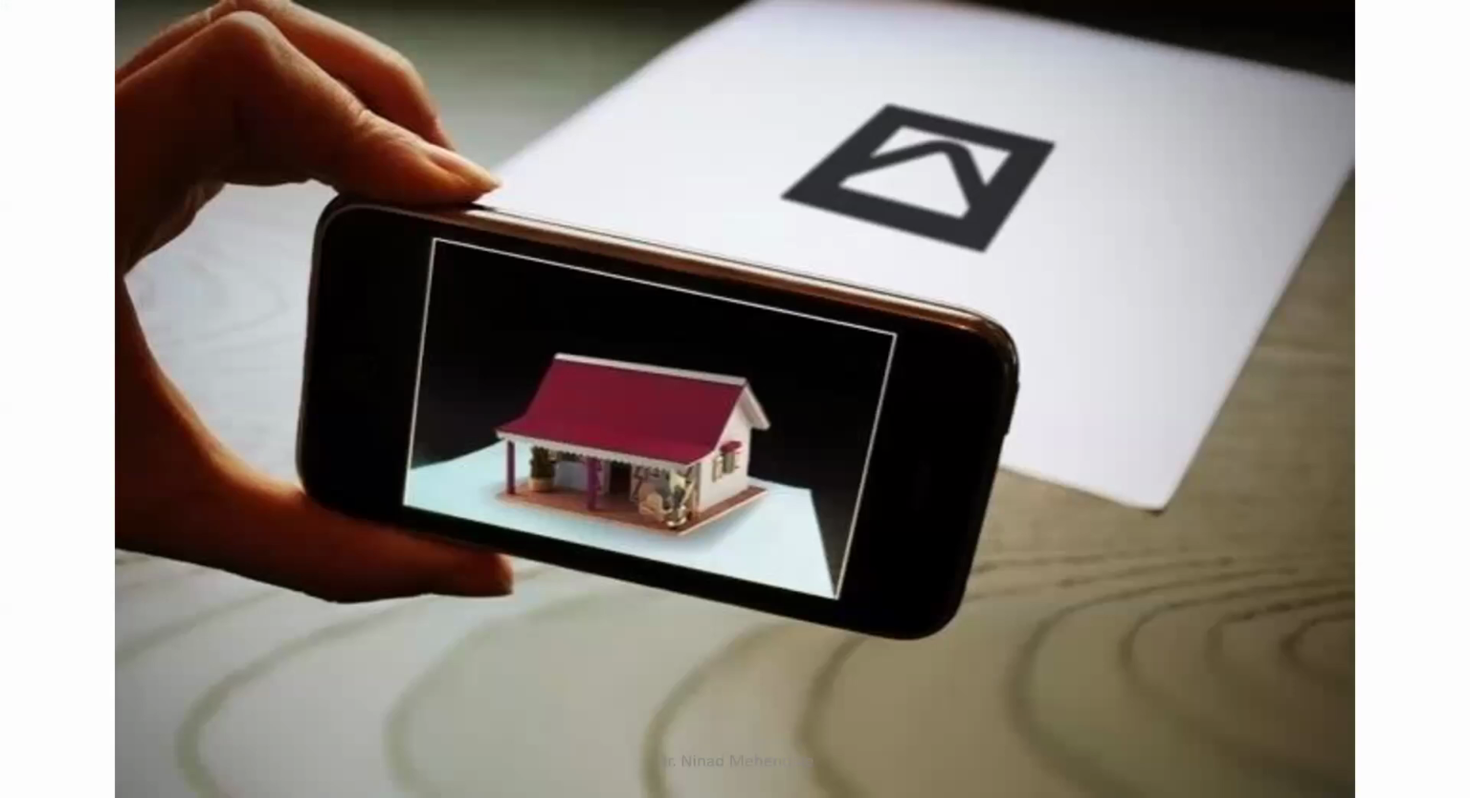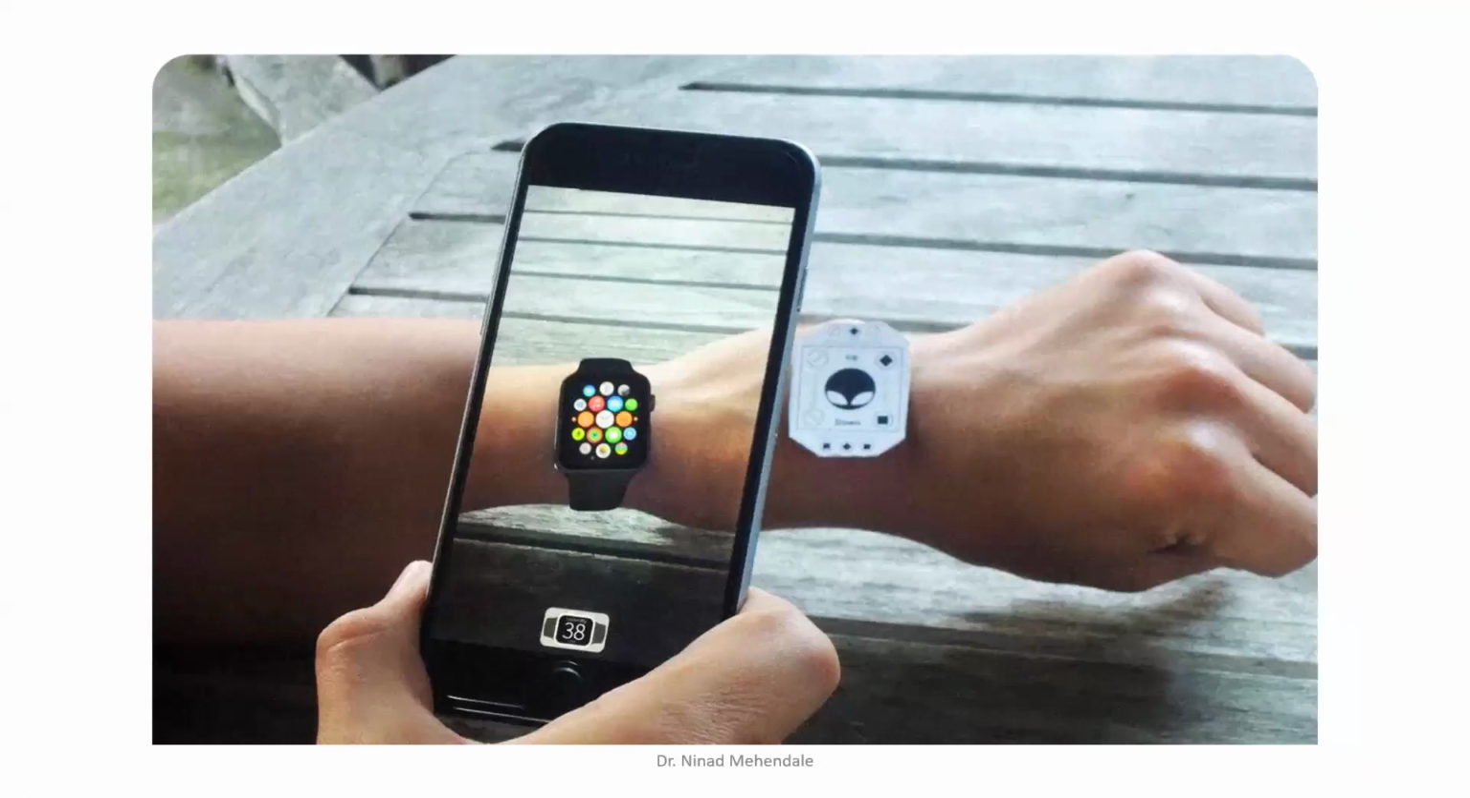So this is one example where this house is being placed on a simple marker, which is a rectangle and a triangle. So this is the simplest marker that you can draw. This is another example where you can see this person is wearing an Apple Watch, but actually there is a marker.